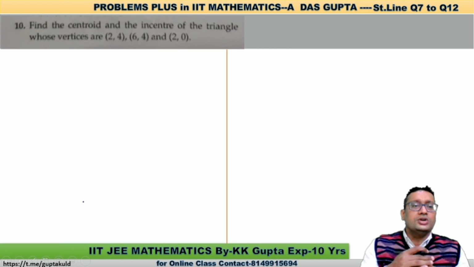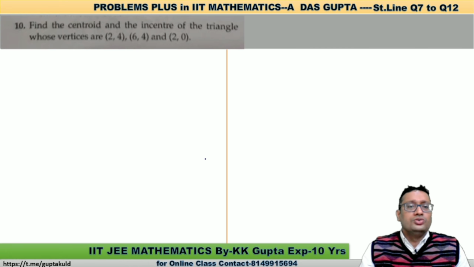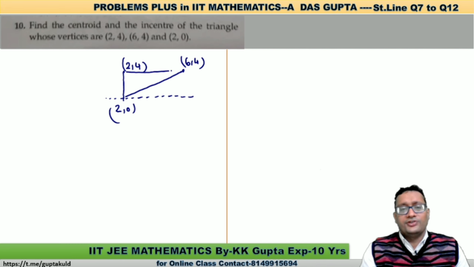Okay, so now comes to the questions. Question number 10: find the centroid and incenter of the triangle whose vertices are (6, 4), (2, 4) and (2, 0). The (2, 0) will be on the x-axis. They are asking the centroid. The centroid formula is very easy. This is also a right angle triangle. Let's consider this as A, this as B and this as C.